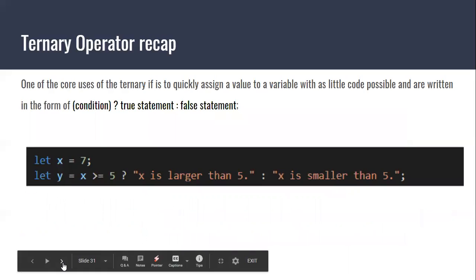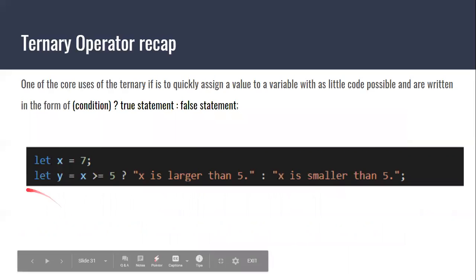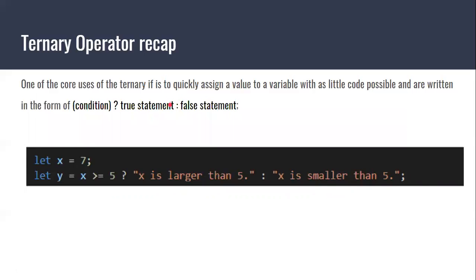All right, to recap, so one of the core uses of the ternary operator is to quickly assign a value to a variable with as little code as possible, and written in the form of condition, true statement, otherwise false statement. So that's a good way of saying it. Test the condition. This is the true statement if it's true, otherwise, this colon here is going to say false statement.